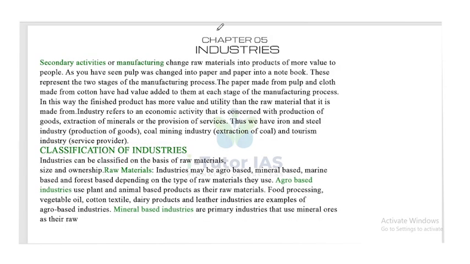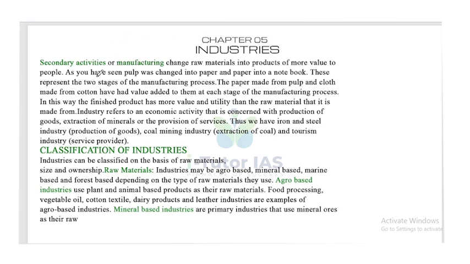Today we are going to discuss Class 8 Geography NCERT Chapter 5, Industries. So we know the primary activity or the primary sector consists of agriculture. Here we are starting with the secondary activity, or the manufacturing activity.